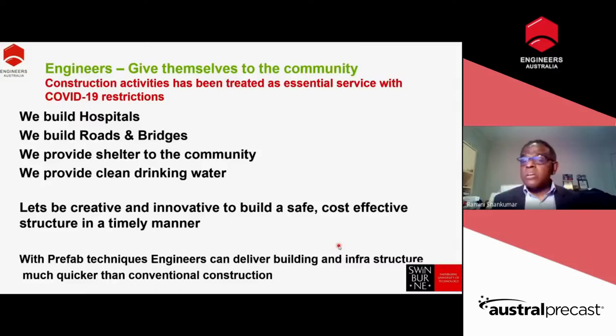We save people. With safe design, we can save thousands and thousands actually. A doctor can save one person at a time, and engineers, we save thousands of people, but we must be very careful in designing a safe structure. We build hospitals, roads, bridges, provide shelter to the community, provide clean drinking water. Let's be creative and innovative to build a safe, cost-effective structure in a timely manner. With precast prefab techniques, engineers can deliver buildings and infrastructure much quicker than conventional construction.